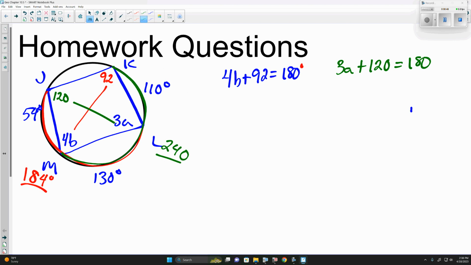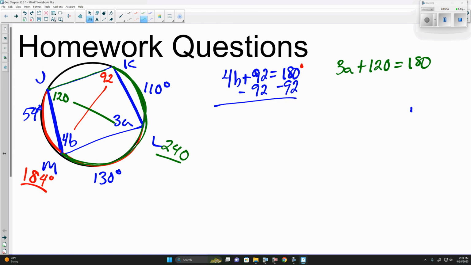These two, 110 and 130, will add together to give us the whole arc, which is 240. And this angle J is the inscribed angle for it, so it's half the arc measure, which is 120. Let me get this set up here. We good with how we set this up? Now we can solve for A and B.